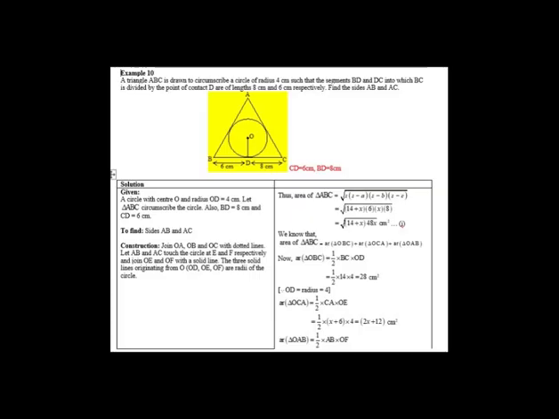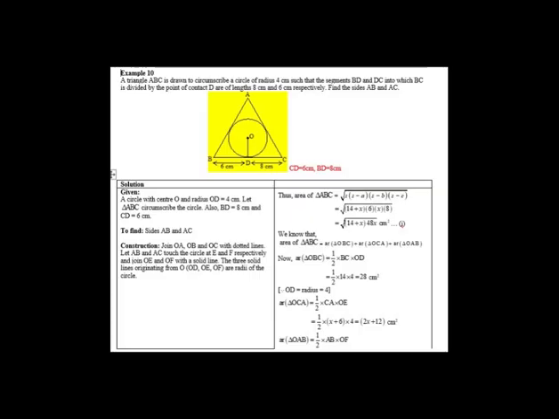Hence AB is equal to AE plus EB, which is equal to x plus 8 centimeter. BC is equal to BD plus DC, which is equal to 8 plus 6 is equal to 14 centimeter. CA is equal to CF plus FA is equal to 6 plus x centimeter.